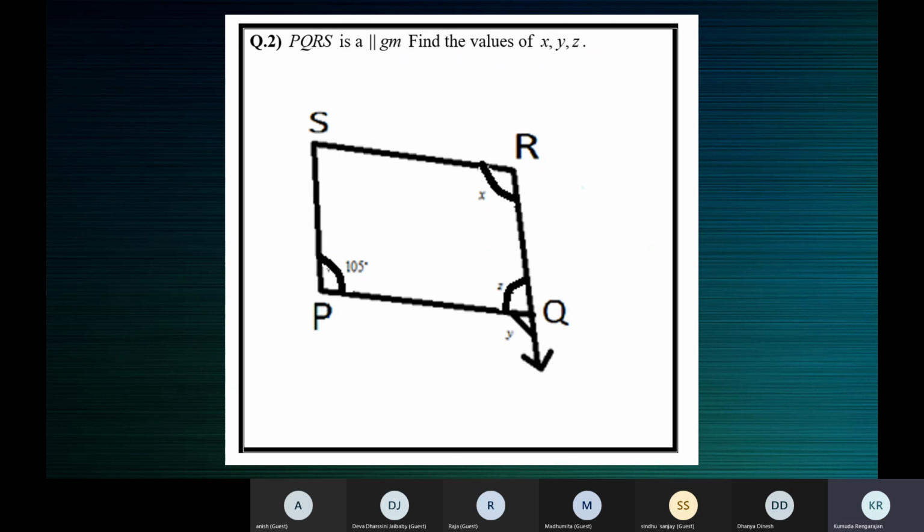So here we have PQRS is a parallelogram. We need to find the values of X, Y, and Z, where X, Y, and Z are some angles. So again, we need to use the properties of a parallelogram in order to find the values of X, Y, and Z, or maybe some general properties of plane figures.